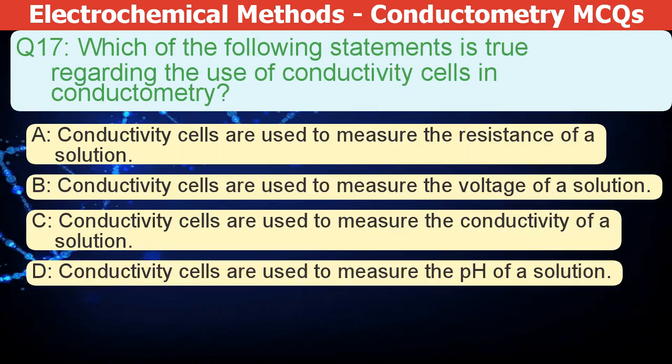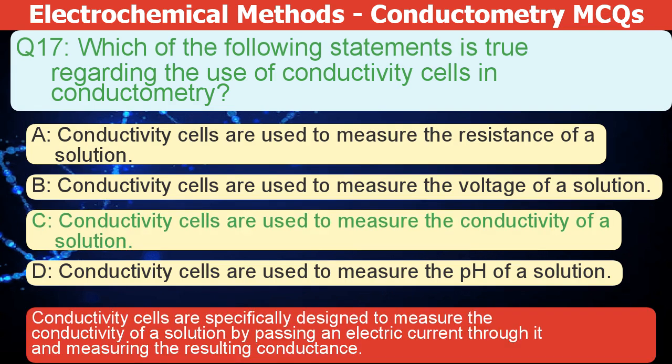Which of the following statements is true regarding the use of conductivity cells in conductometry? A. Conductivity cells are used to measure the resistance of a solution. B. Conductivity cells are used to measure the voltage of a solution. C. Conductivity cells are used to measure the conductivity of a solution. D. Conductivity cells are used to measure the pH of a solution.